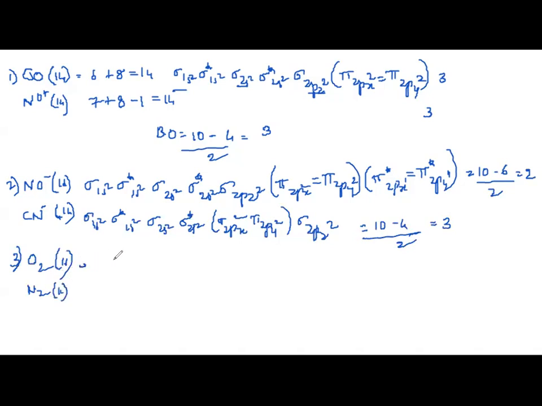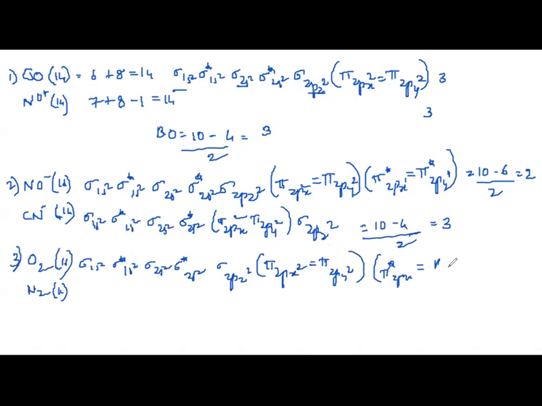So for oxygen: sigma 1s2, sigma star 1s2, sigma 2s2, sigma star 2s2, sigma 2pz2, pi 2px2 equal to pi 2py2, then pi star 2px1 equal to pi star 2py1. How many electrons? Let us verify. 2, 4, 6, 8, 10. 10 minus 2, 4, 6. Sorry, here there is 1, 1. So 10 minus 6 by 2 is how much? It is 4 by 2, that is equal to 2.